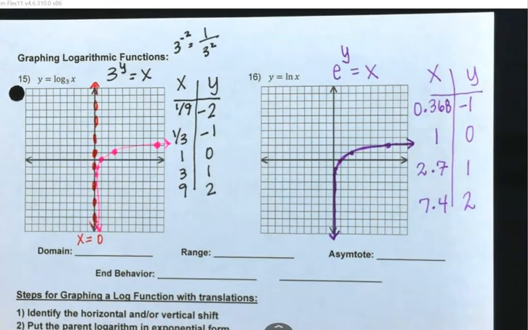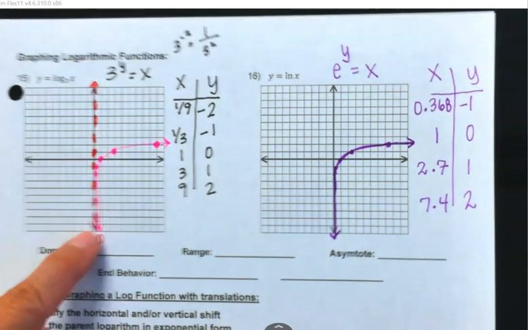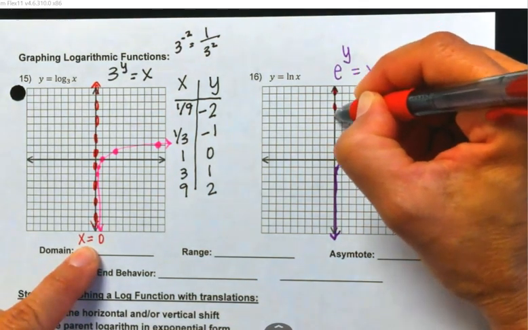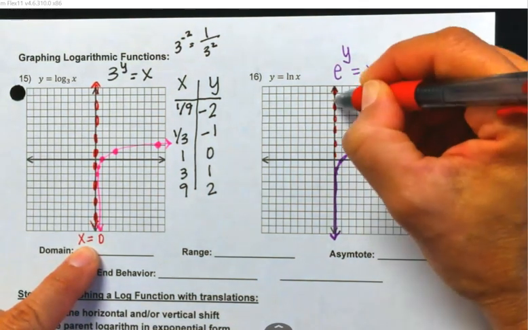So there it is. And again, you do have that asymptote right there on y equals 0. No, that's x equals 0. I'm sorry, guys. It's x equals 0. Shame on me.